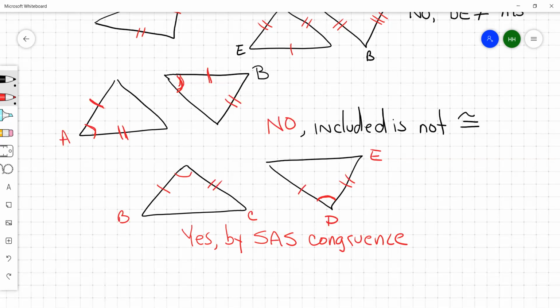Clearer? You have to be able to see side, angle, side congruence, or see that two triangles are not congruent by side, angle, side. All right, it's got to be a side, included angle, and a side, congruent to a side, included angle, and a side.